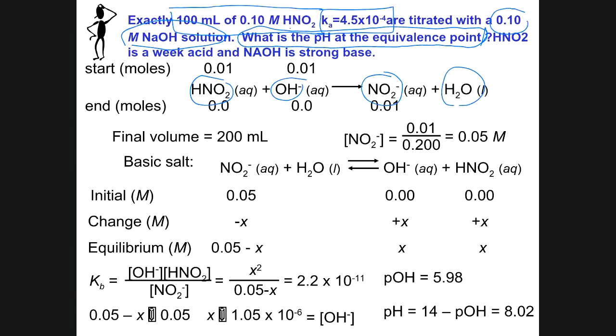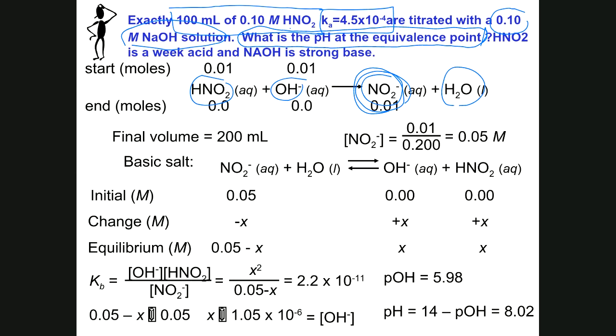So this is going to be consumed entirely, so there would be no acid left, so you only end up with this NO2 that is going to hydrolyze. So you cannot use actually Henderson equation, so you're going to use the Kb value for this base.